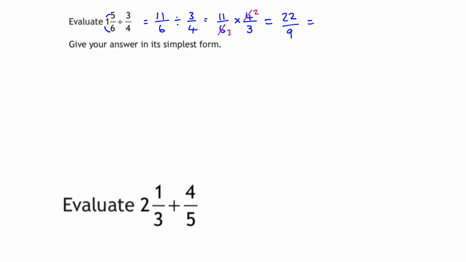Okay, so there are 2 9s in 18. In 22, which is 18, you've got 4 left over. So either of those 2 answers would be fine for that question. But if you hadn't done the simplifying here, you would have got 44 over 18. That wouldn't get you the marks for that question because it says it's got to be in its simplest form. So you would have to divide top and bottom by 2, and you'd still get your 22 over 9. But the 44 over 18's not enough.